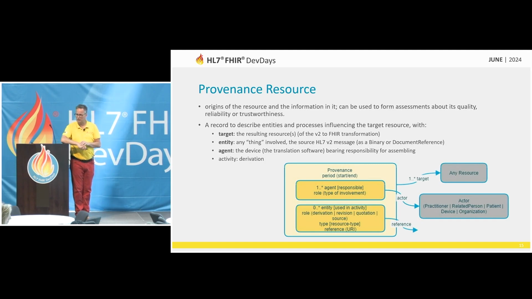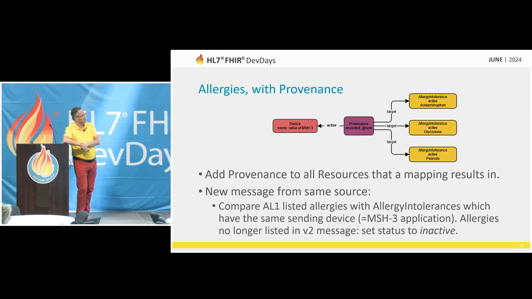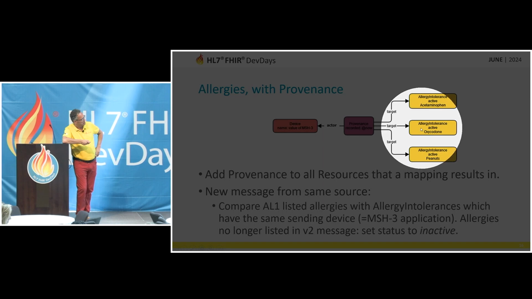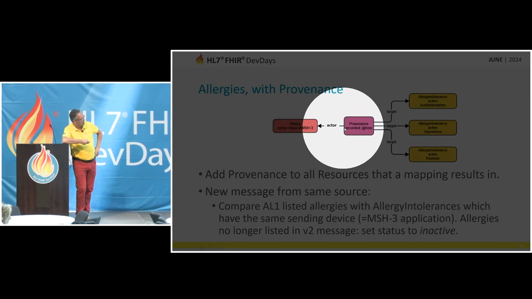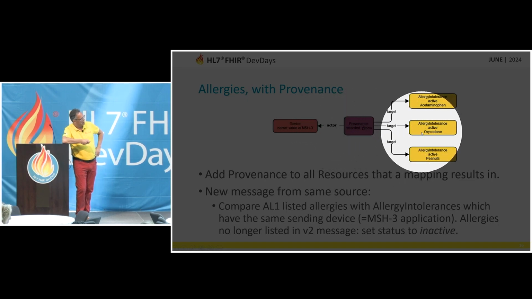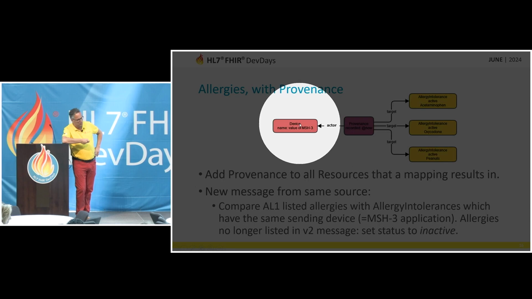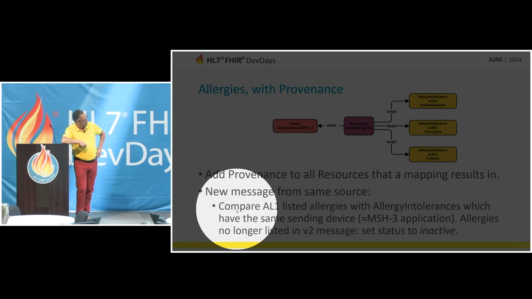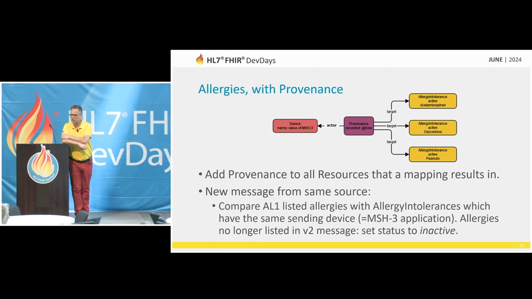You know provenance probably in FHIR, where did this come from? Or who edited this thing? So what you can do is basically, if I have my allergies, and here we have the 3 allergies, I can have a provenance that points to the actor that is responsible for these resources. And in this case, that's a device, the software device that is identified by MSH3, the name of the sending application. So if I know that, then if I receive a new message from this very same source and it contains different allergies, then I know which one to set to inactive.